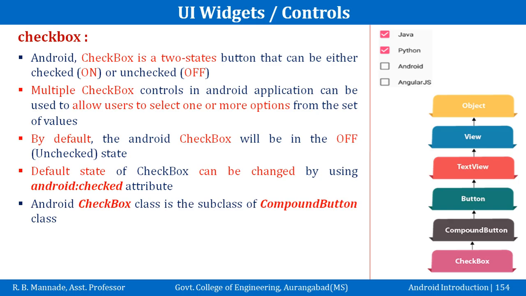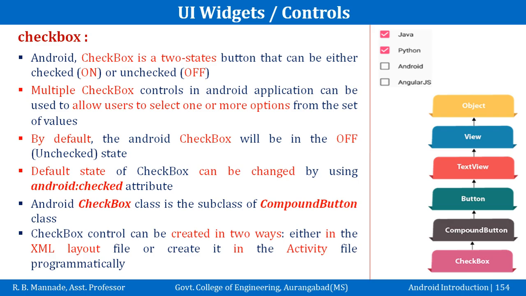And this is the class hierarchy for the checkbox UI control. It means a checkbox is a subclass or derived class of the compound button, and compound button is a derived class of the button class. Again, button is a subclass or derived class of text view, and text view is a subclass of view, and view is a child class or subclass of the object. So this is the class hierarchy for the checkbox class.